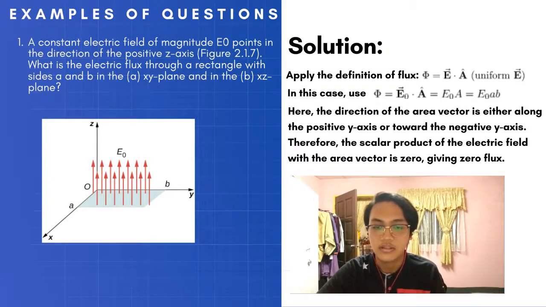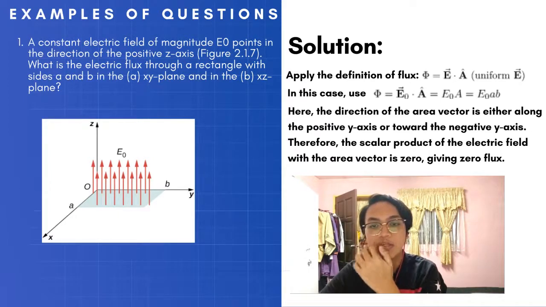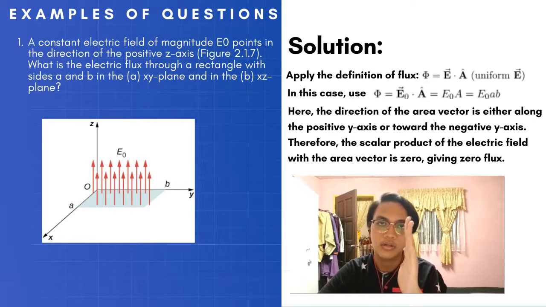So how do we tackle this question? It's really simple. There are no values whatsoever, so you'll just answer it in unknowns. In this case, for A, phi is equal to E node A, and A is the product of A and B, so the answer is E node AB. Why do we not consider the cos theta? This is because E node points along the normal line, so the angle is 0. Cos 0 is equal to 1, so we don't need to consider that.